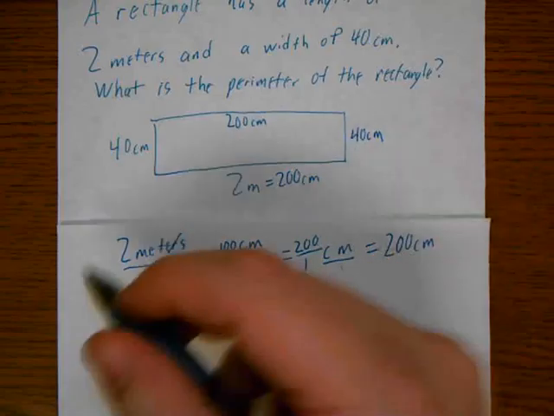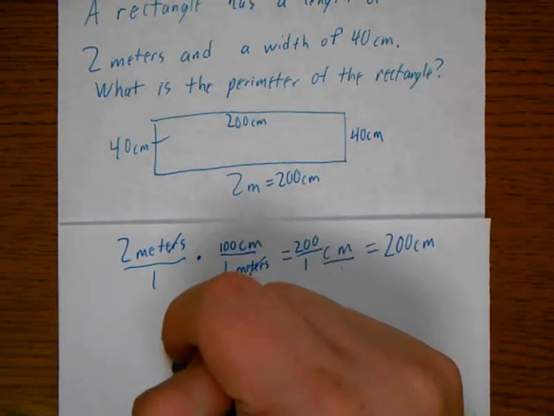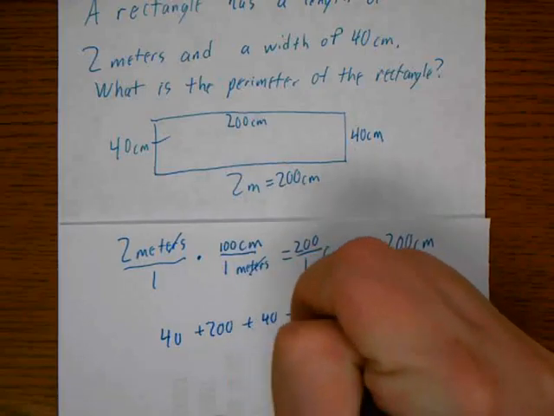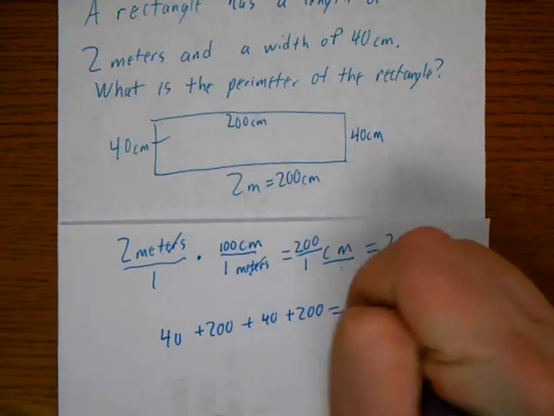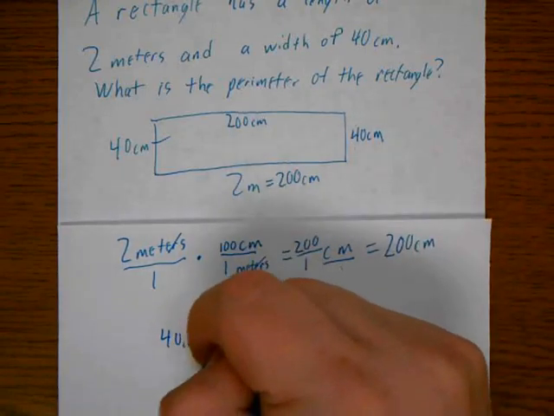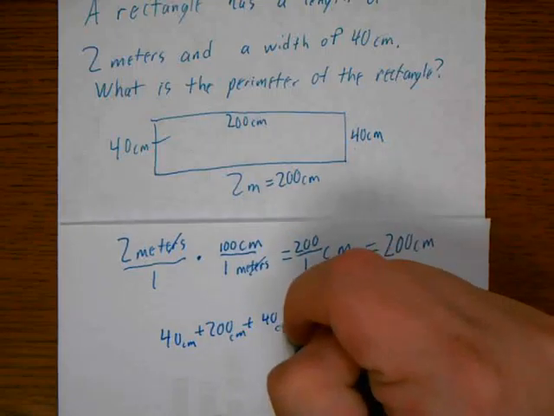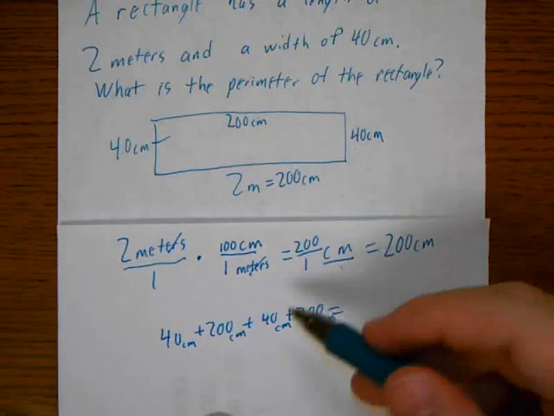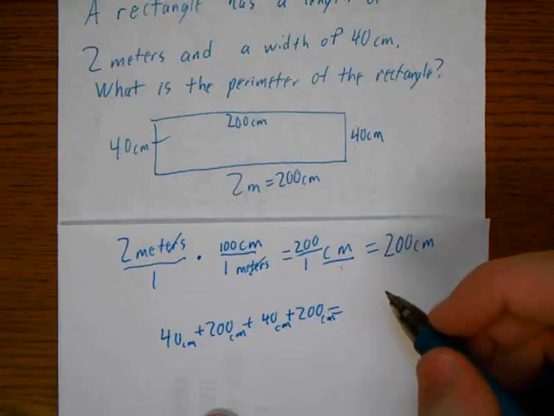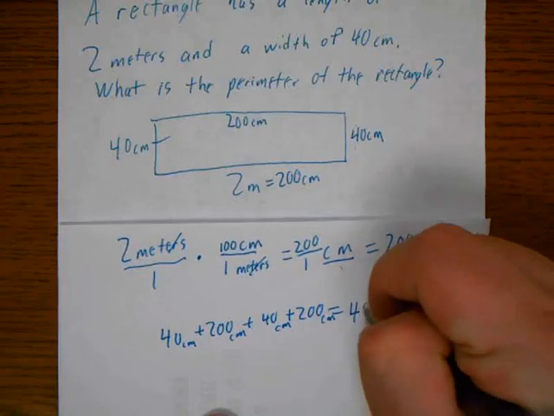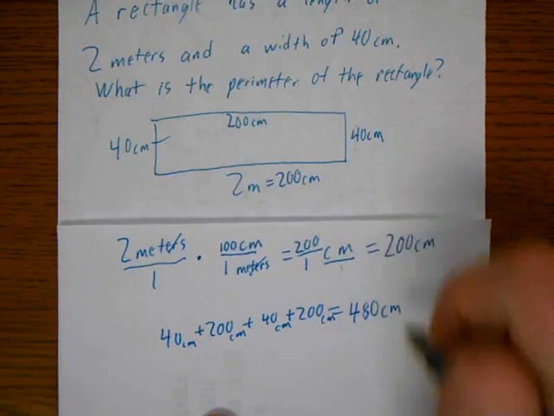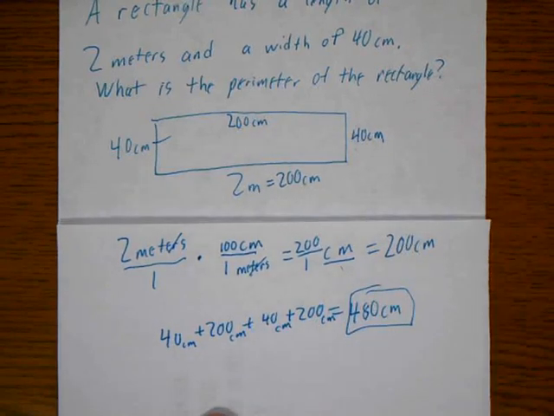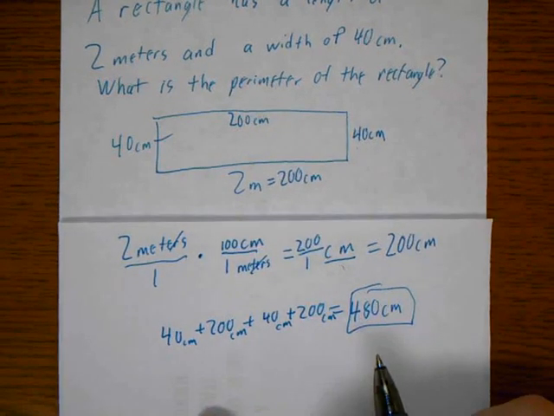So the last thing I have to do is add all 4 of these up. So I'm just going to go around the rectangle. 40 plus 200 plus 40 plus 200. And these were all in centimeters, just to keep our units straight. So I'm going to add these up, and I am going to get 480 centimeters.